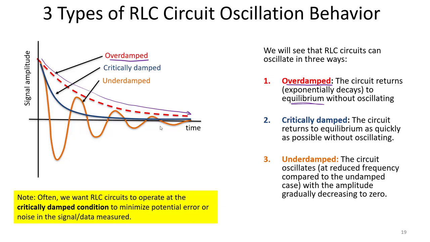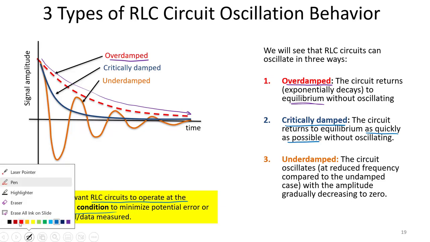The second case is what's called critically damped. In critically damped behavior, you see that we return to equilibrium exponentially, but we do so as quickly as possible. And there's no oscillations. Often in engineering, we want RLC circuits to operate at critically damped behavior. That will allow our circuits to return to equilibrium very quickly, and it will minimize possible error or noise in our signals.